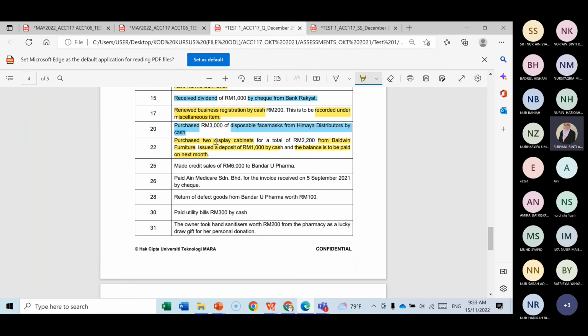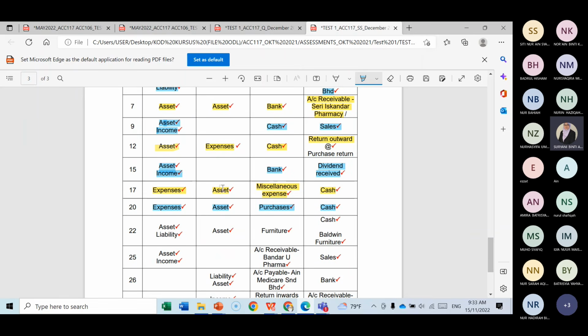First, increase in your asset. Why asset? Because display cabinet is not bought for resale. You bought for your business use. So increase in asset. And when you make deposit by cash, you will have decrease in asset. And when you still have balance to be paid, meaning you have increase in liability because the display cabinet is still on debt.